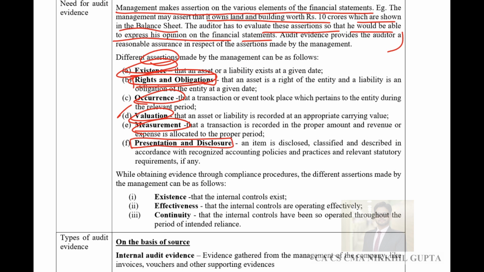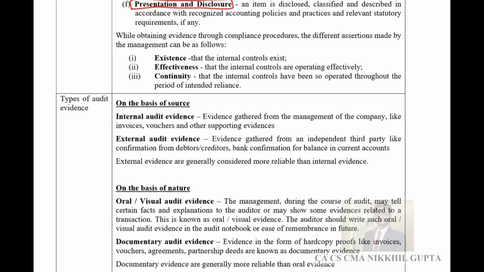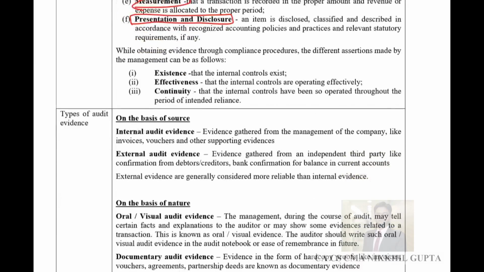Then presentation and disclosure. Presentation is appropriate or not, disclosures are appropriate or not in the financial statements. So for example, if any asset is mortgaged for taking any loan, this has to be presented as a disclosure in the financial statements so that user of financial statement know that these assets have been pledged. So disclosures and presentation is one of the claims of the management. Management would say that my balance sheet is full of disclosures and is absolutely presented correctly, and the auditor should study whether the balance sheet is properly presented or not. So that is the thing which is known as the assertions of the management.